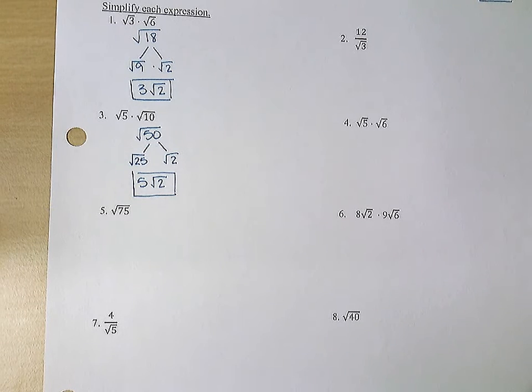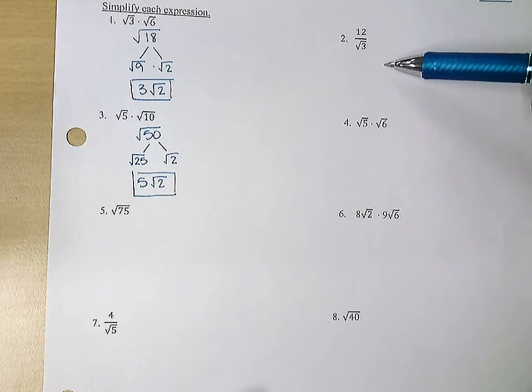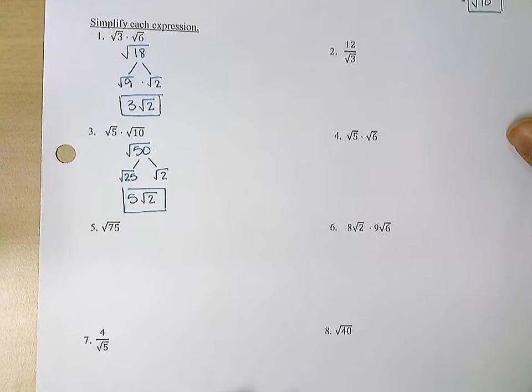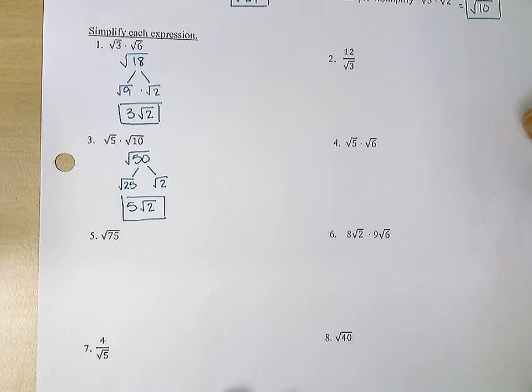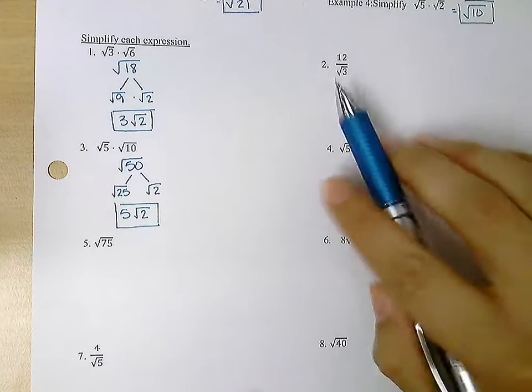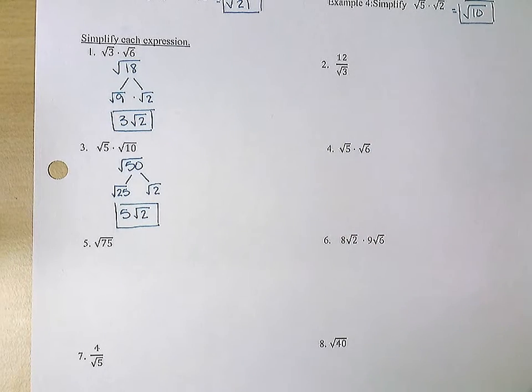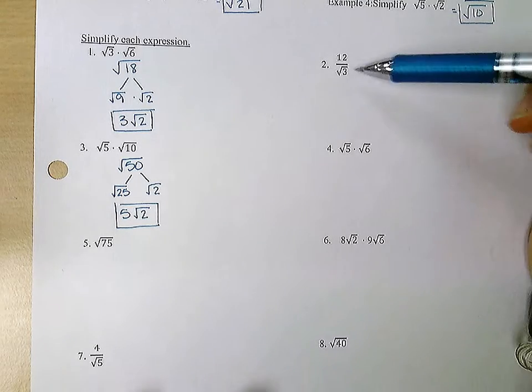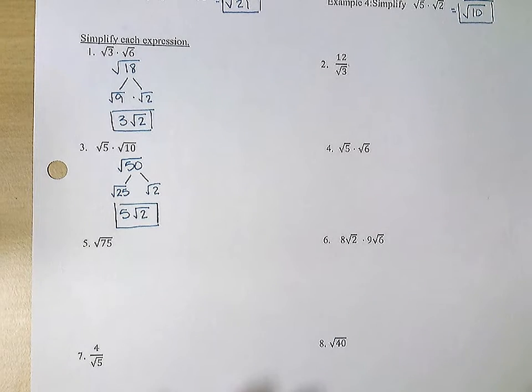And that would be my simplified answer. Okay? We're going to go up to number 2 now. You need to pay attention to this part because you're going to be doing it a lot in our next lesson. In number 2, you have a square root in the denominator. You cannot have a square root in the denominator. It just doesn't look very nice. So we want to get this square root out of the denominator.